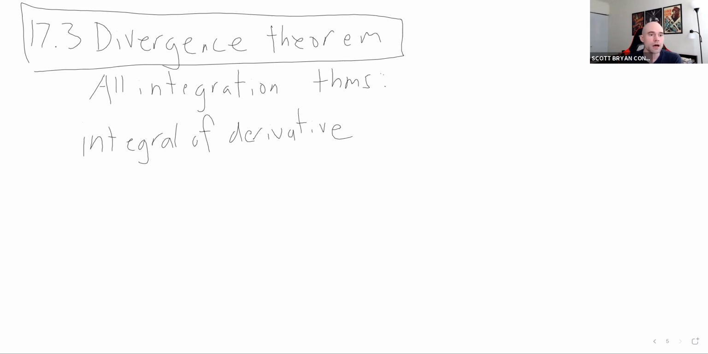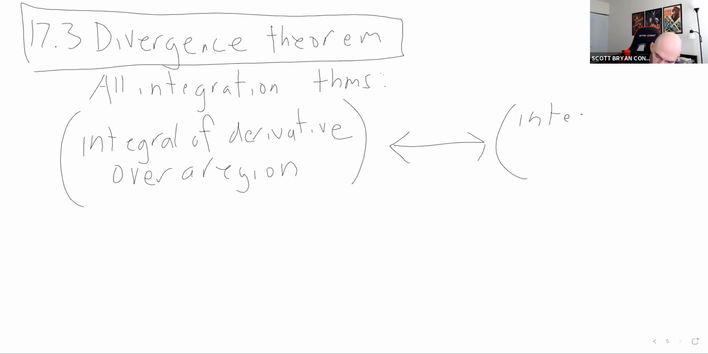Could be just the normal derivative. It could be the gradient. It could be the curl. It could be the divergence. But they're all just a derivative of an object. So the integral of the derivative over some region is equal to, is interchangeable with, the integral of the thing, not the derivative, the thing. So the integral over the oriented boundary. And that is every single integration theorem you've ever learned in this class, going back to 140.